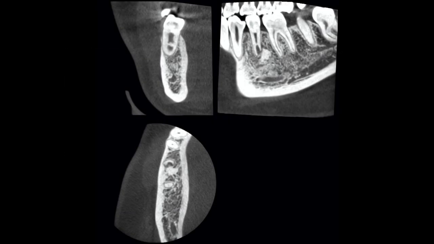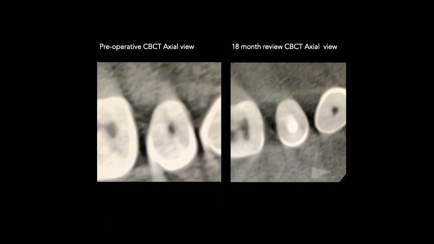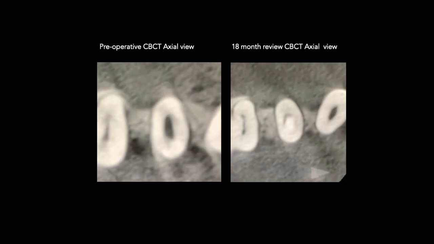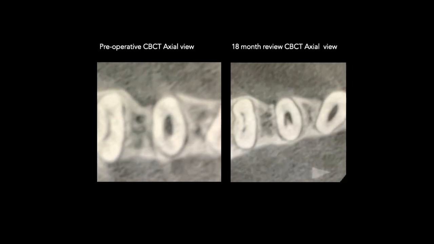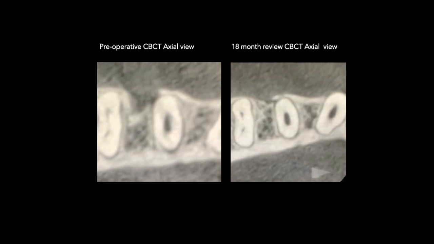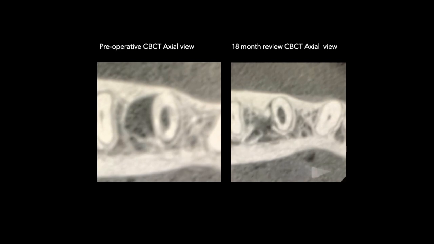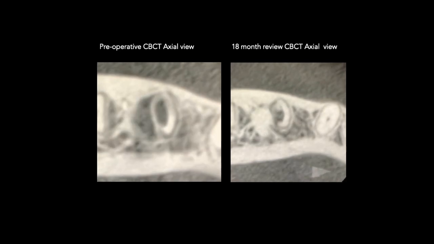Review CBCT shows the calcific bridge very nicely, and complete resolution of the periapical abscess. Here you can see the axial view from the preoperative and review CBCT. It's been magnified and we're panning from coronal to apical. It shows the calcific bridge very nicely in the apical third.